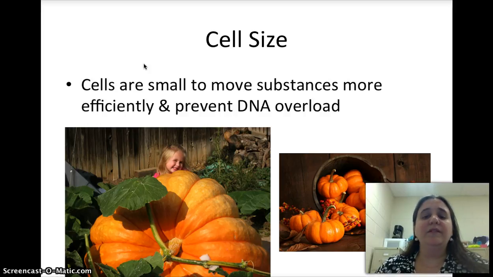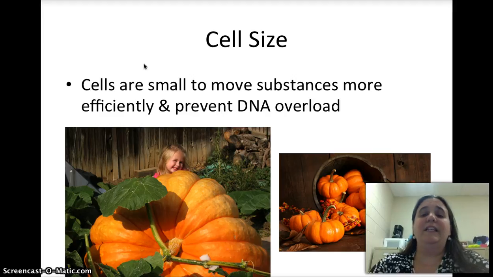Okay, one of the reasons why cells need to be small is because it's more efficient for them to be small. As a cell needs to move substances like water, sugars, proteins, waste products in and out, the smaller the area, the smaller the space, the easier it is to move things. So think about moving things from your room to your kitchen versus moving things from your room all the way outside down your driveway and into somebody else's house. So the smaller the space that you have to move, the quicker you can do that.